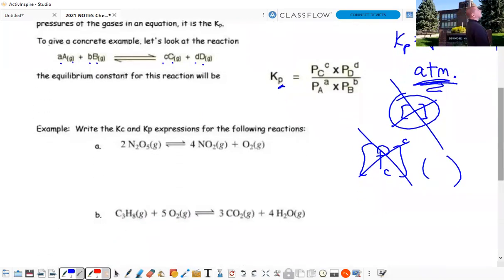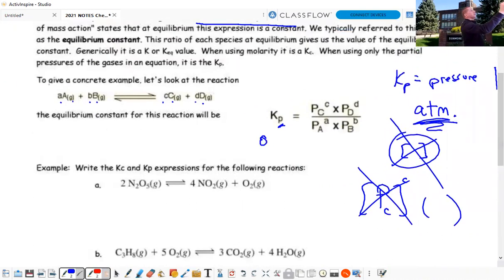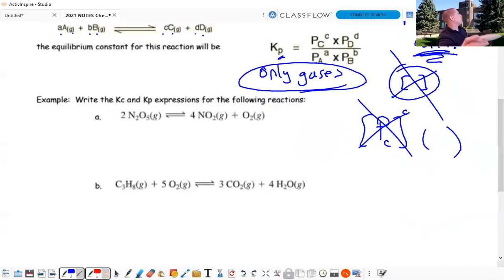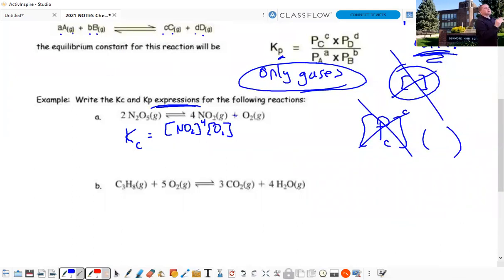All right, so let's write the KC and the KP. The only difference between the two is, besides the ones in molarity and ones in atmospheres, when you write a KP, you only do the gases. Only the gases. But I made this one easy, they're all gases. So the KC, they're called equilibrium expressions. You put the products raised to their exponents on top, and they're multiplied. Here they're added, but here they're multiplied. Divided by the reactants, again, raised to their power.